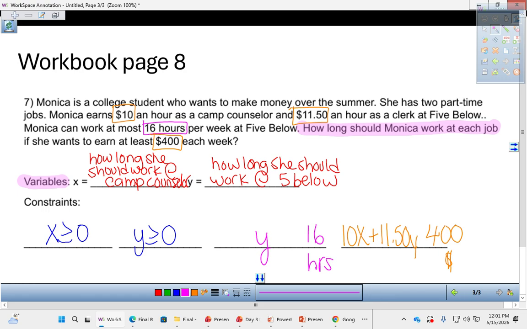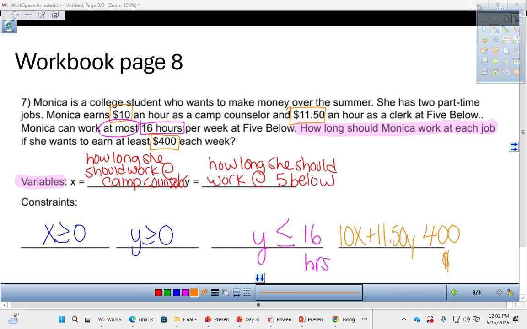And then the final thing I have to do is look at my inequality words. At most means the most she can work is 16. So her hours need to remain under 16. So this would be a less than sign. And then for her money, she wants at least, which is the opposite. The lowest she wants is 400, so she wants more than or equal to 400.